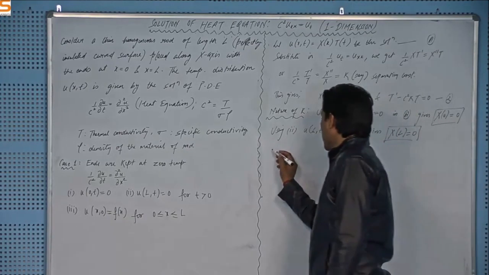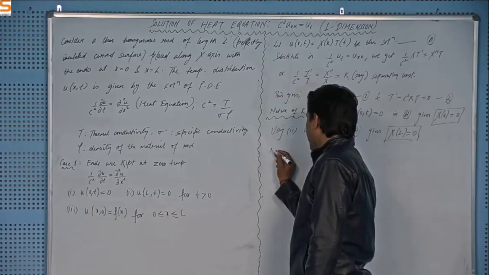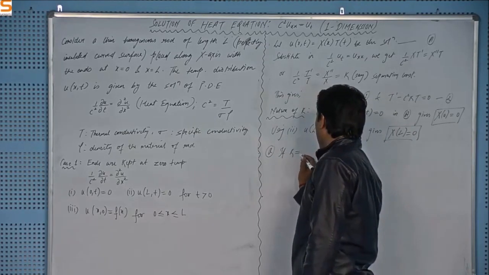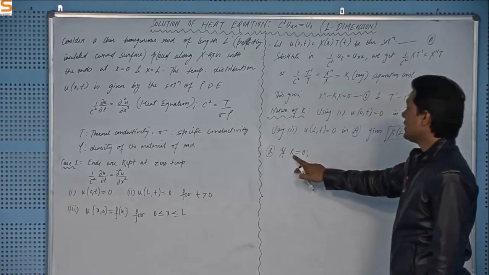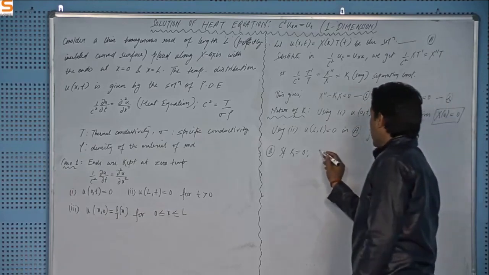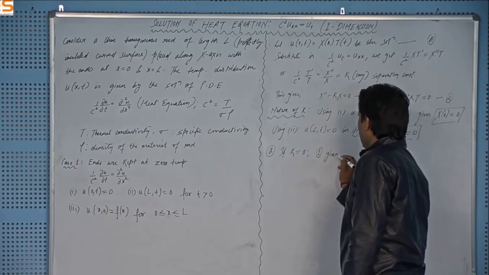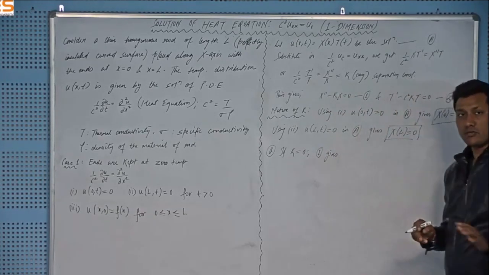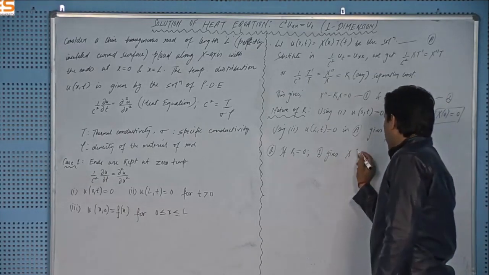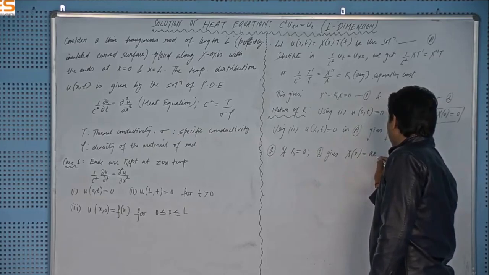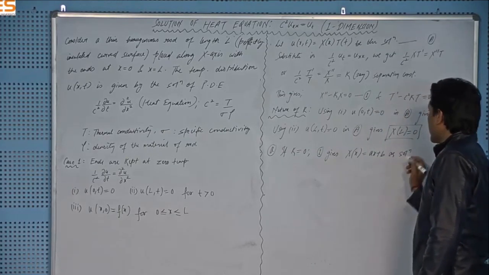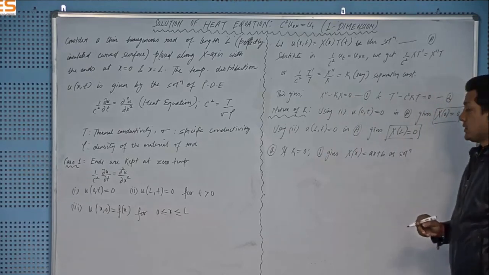Fine. So now I will be going to discuss the sign of k, right? First I will take first case A. If k is equal to 0, then equation number 1 gives X double dash equal to 0, and then on integrating it twice I will be getting a linear function, and that is X as a function of x is equal to ax plus b as solution for this equation number 1, right? Okay.